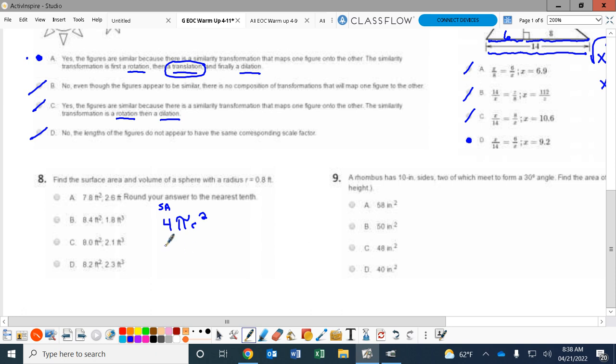So in this case, it'd be 4 times, do they have pi in their answer? No. So times 3.14 times the radius, which in this case, does that say 0.8? Yeah. It is 0.8? Wow, that's tiny. 0.8 squared. Okay, guys, grab your calculators.